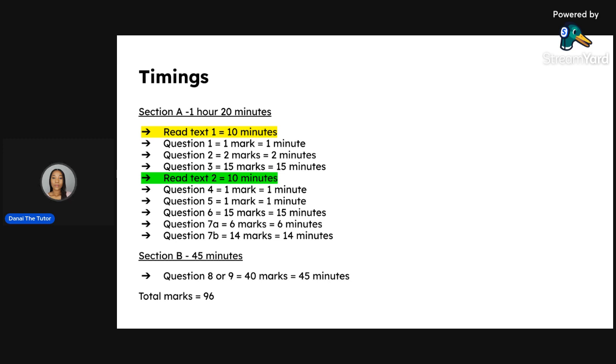It doesn't apply in the same way in section B, because for section B, you have 45 minutes for a 40-mark question. So that 1 minute per mark formula only applies to section A. So once you've answered question 1, 2, and 3, you read text 2, also for 10 minutes, and then you answer question 4, 5, 6 based on text 2. When you get to question 7A and B, you use both texts to answer those questions, because as we will go through them in more detail later in the video, you have to compare.